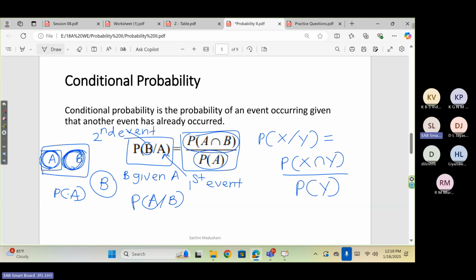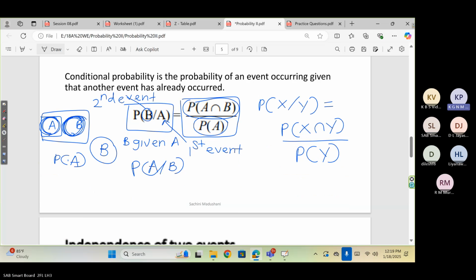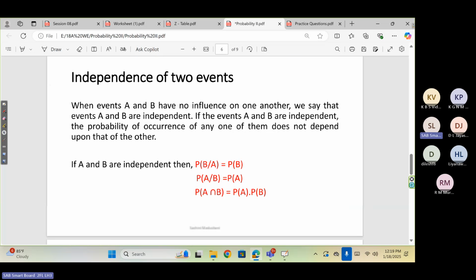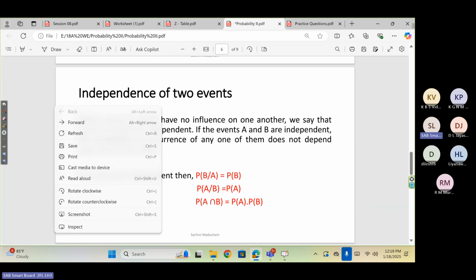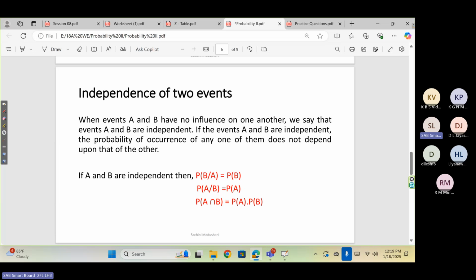So we move to the next one. Then we move into the next concept, which we call independence of two events. Independence. Then we take A and B. There are two events, events A and B. Then we assume that events A and B are independent.